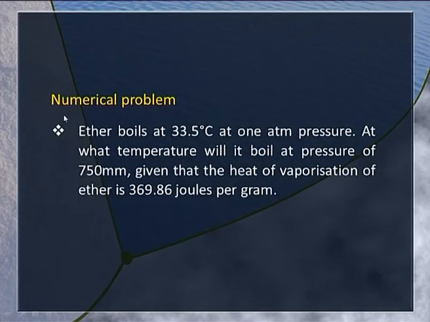If we look at one numerical to understand it better, we have an ether which boils at this temperature at 1 atmospheric pressure, and we have to find out the temperature at which it boils when the pressure is 750 mm, where the heat of vaporization is given. So, we can use the integrated form of the Clapeyron-Clausius equation.